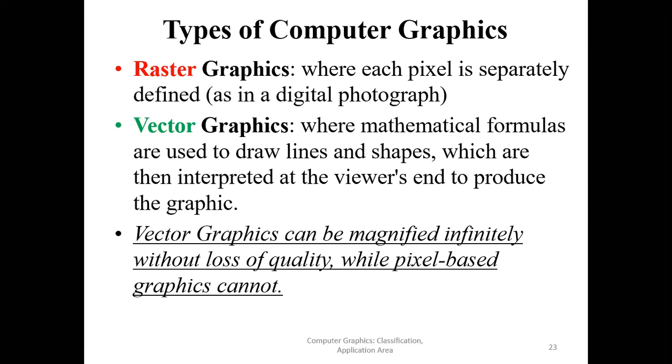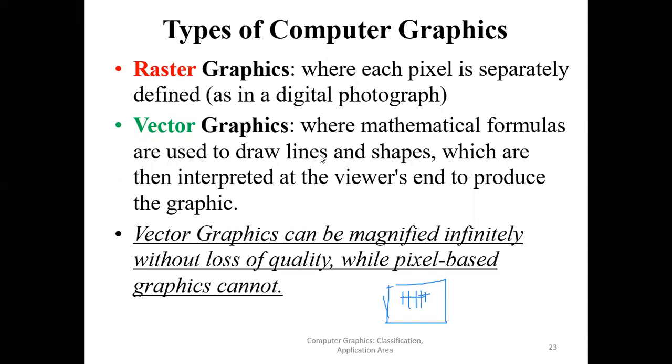In raster graphics, we use pixels which are separately defined. That means each pixel has a separate value. Let's assume this is a box. If I draw a line here, okay, so this is the line. Let's assume this is a pixel, this is a pixel, this is a pixel. So these are pixels. Each pixel will be separately defined, separately stored in case of raster graphics.